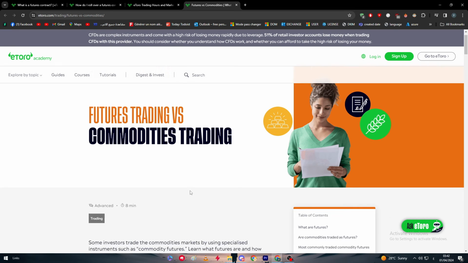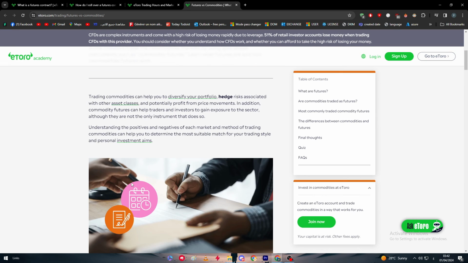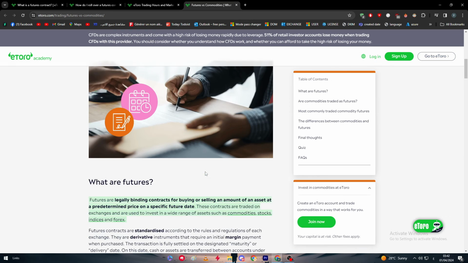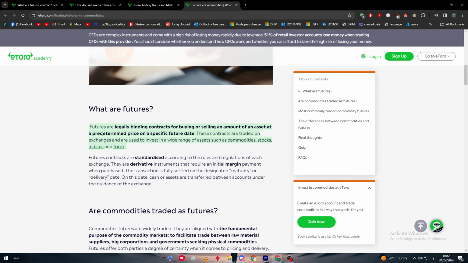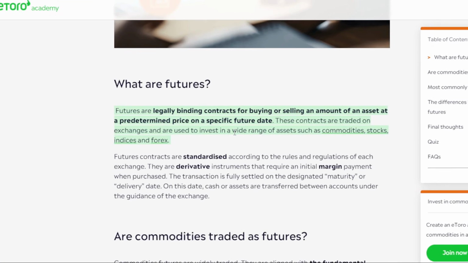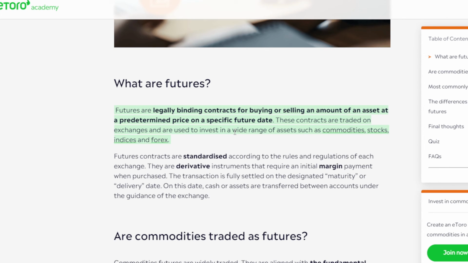Now for futures and commodities, what is the difference? Here, as you can see, there is an article. So what are futures? Futures are legally binding contracts for buying or selling an amount of an asset at a predetermined price on a specific future date. These contracts are traded or exchanged and are used to invest in a wide range of assets such as commodities, stocks, indices, and forex.